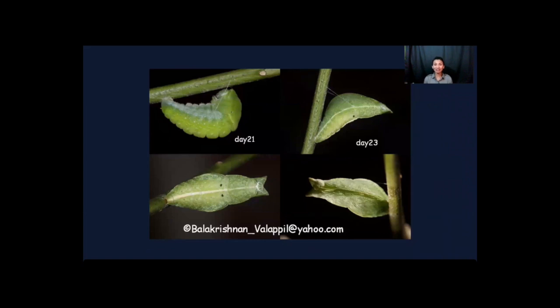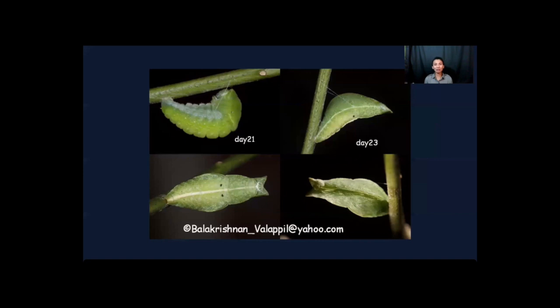On day 21 is when this caterpillar stopped feeding and moving about. As you can see, it has attached itself on a twig here and then curled up, and you can see one silken thread that it is hanging off from. And then over the next 2 days, it has completed the entire cocoon around itself. The bottom two photographs are just different angles of the same pupa.